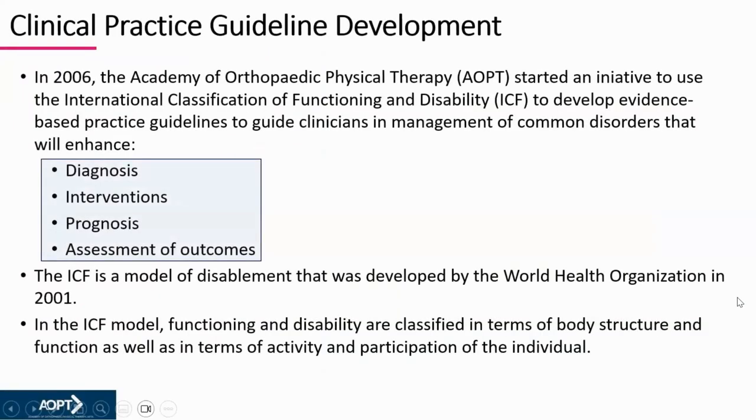It's helpful to have a brief overview of the history of clinical practice guideline development. In 2006, the AOPT started an initiative to use the ICF, or International Classification of Functioning, Disability, to develop evidence-based practice guidelines to guide clinicians and physical therapists' management of common disorders. And we looked at the domains of diagnosis, interventions, prognosis, and assessment of outcomes.